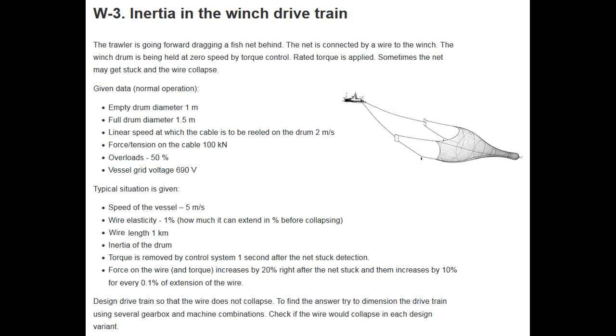What is special here is that the control system needs time to identify that the net is stuck, and in this exercise we have 1 second before the system gets to know that the net is stuck, and then the torque is removed from the electric machine, and it lets the machine accelerate to give out the wire.